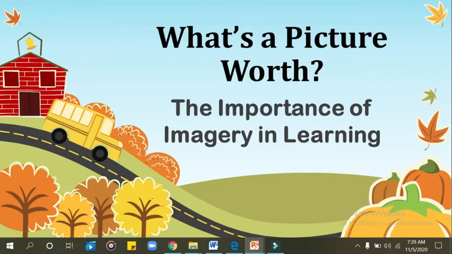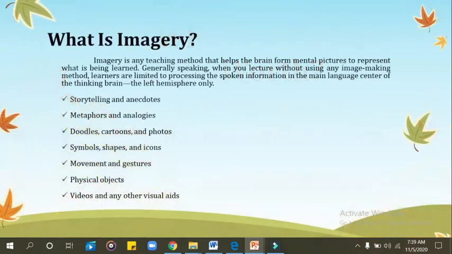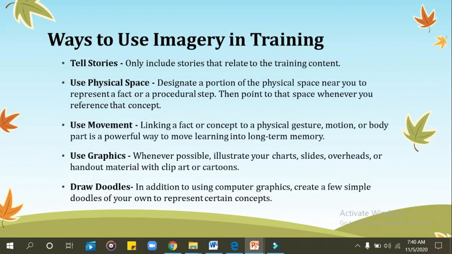What's a picture worth? The importance of imagery in learning. So what is imagery? It is any teaching method that helps the brain form mental pictures to represent what is being learned. The following are examples of image-rich tools: storytelling and anecdotes, metaphors and analogies, doodles, cartoons and photos, symbols, shapes and icons, movement and gestures, physical objects, and lastly, videos and any other visual aids. There are a lot of ways to use imagery in training.